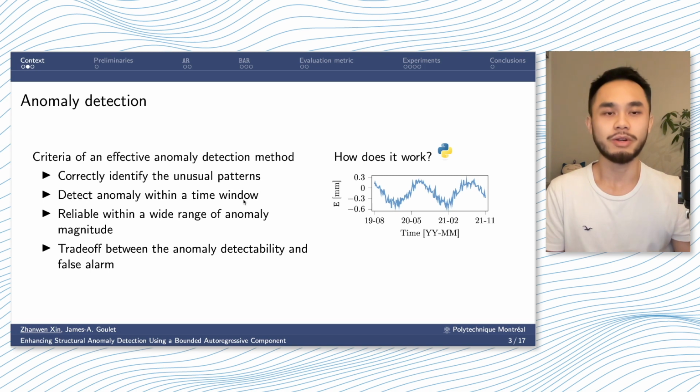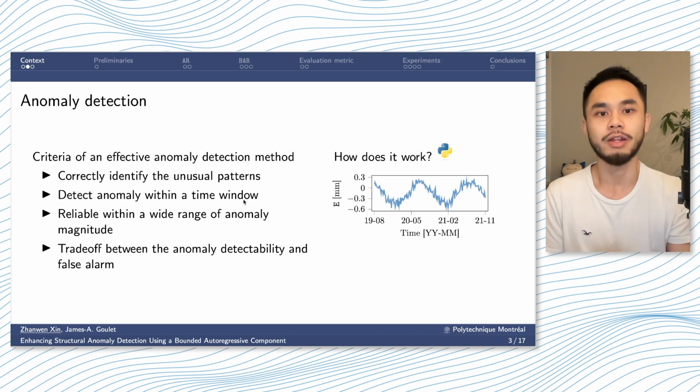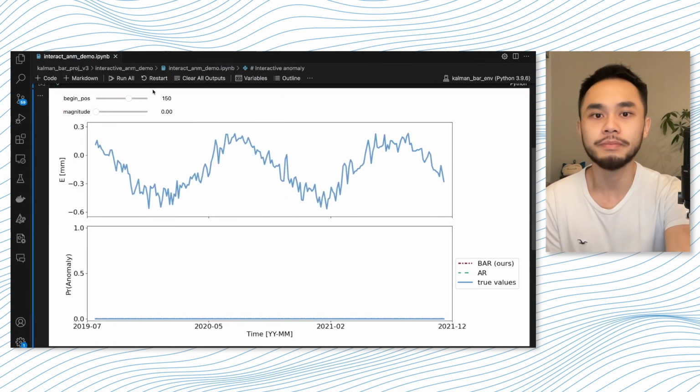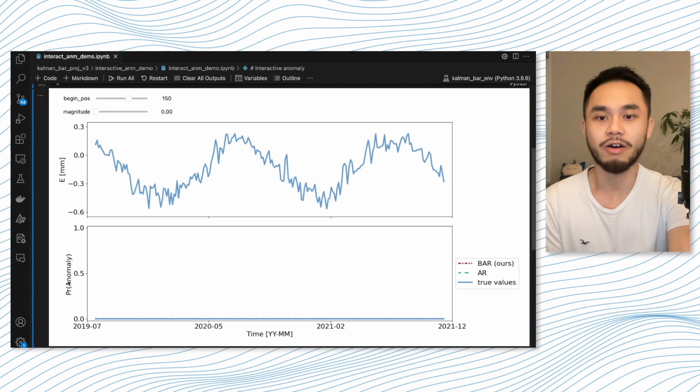So how does it work? Here, I prepared a demo from the elongation measurements on a bridge in Montreal from 2019 to 2021. I imported it in Python. This is the same time series as we saw in the slide. The second plot is the probability of anomaly, which remains at 0 all the time because the original time series is assumed to be anomaly free, given that no events were recorded in this period.